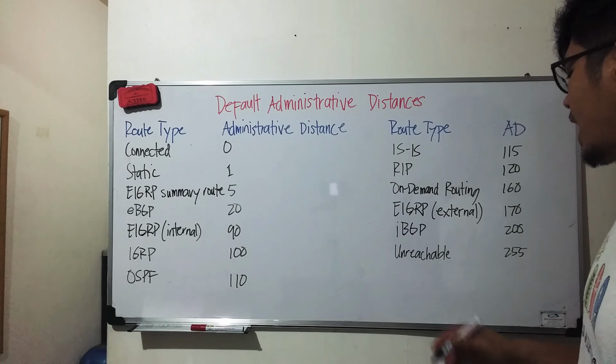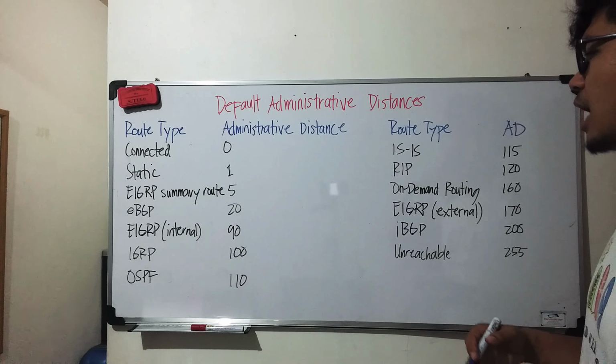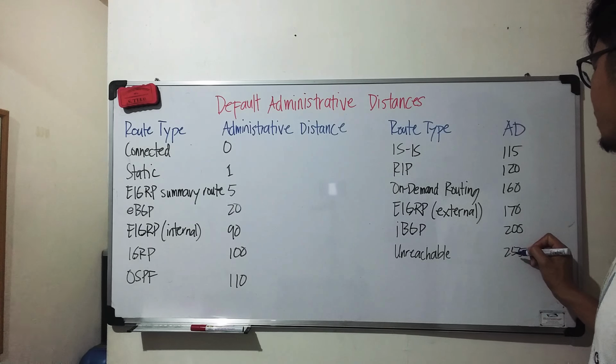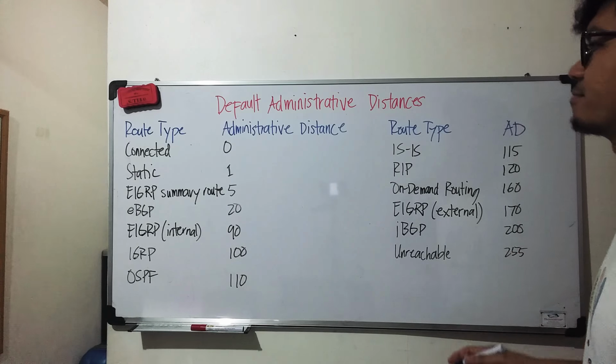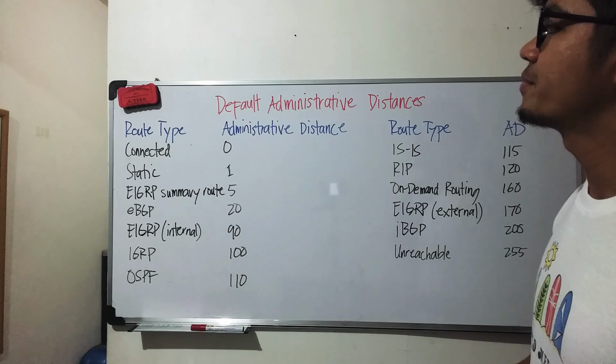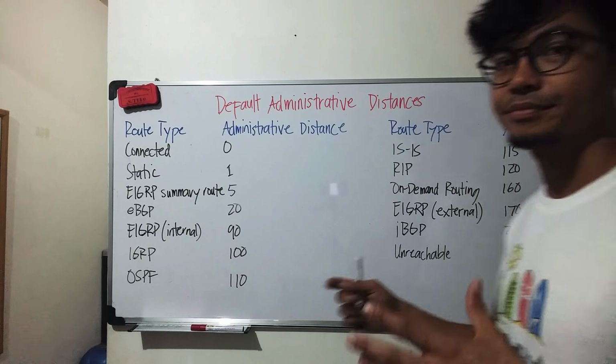And last is unreachable, meaning that you can't reach that route. It's got an AD of 255. So that's it for the default administrative distances of the routes.